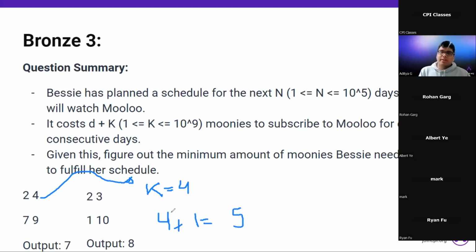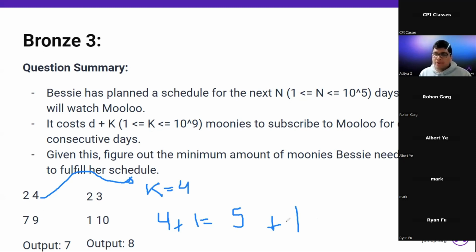Now she wants to watch on the 9th day. Should she keep her subscription, or should she end her subscription and then rebuy it for the 9th day? That's the logic we have to solve here. The simple answer is maybe we should just pick the one that's cheaper. If we keep the subscription for 2 more days, we would pay for the 8th day when we're not using it. So that's a waste of a Moonie.